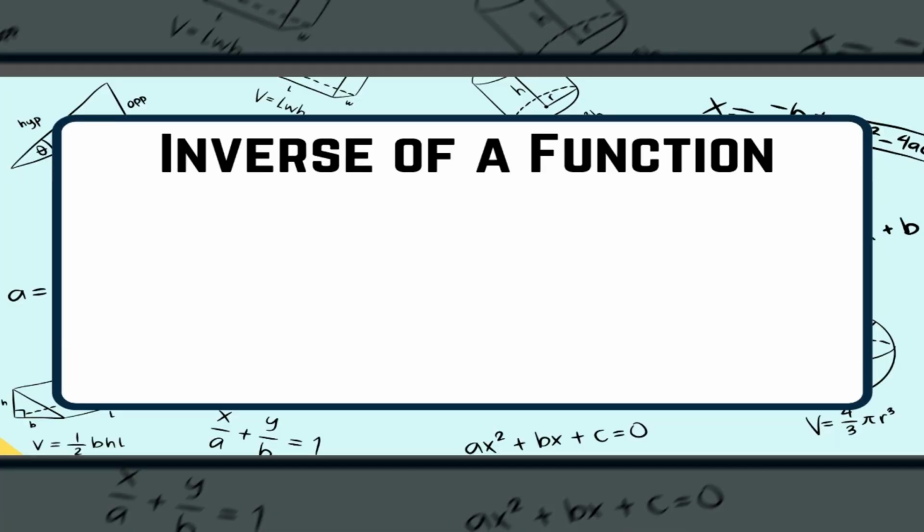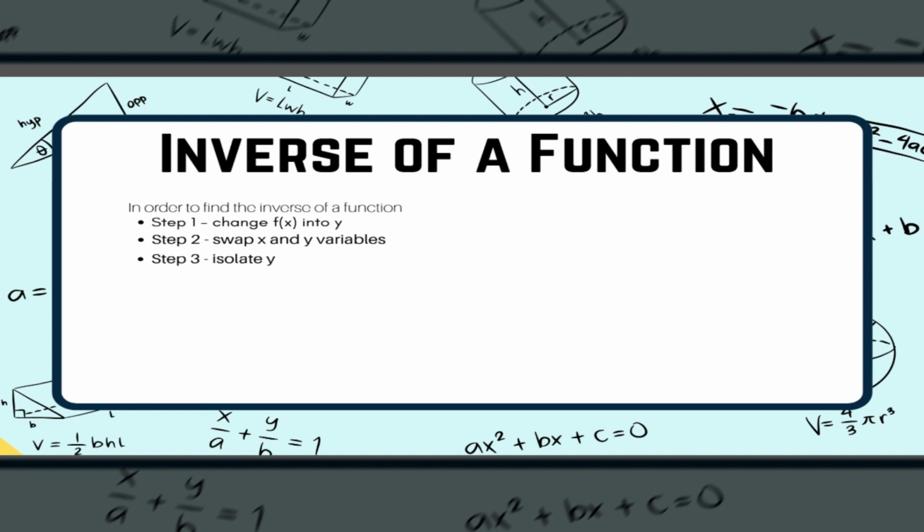The inverse of a function is what results after switching the input and the output of a function. In order to find the inverse of a function, the first step is to convert f of x to y if it has not already been done. Then switch the x and the y variables and isolate y. Remember to change y to y to the negative 1 to signify that it is an inverse of a function.